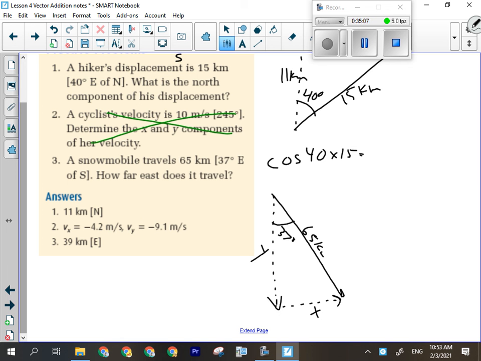Now I can solve for how far east it goes. Is that side opposite or adjacent to the angle? Opposite, so what trig function am I using? Sine. So sine of 37 degrees times 65 kilometers, the hypotenuse, is going to give me 39 kilometers east. Like I said, the trickiest part is drawing the diagram. Questions there?